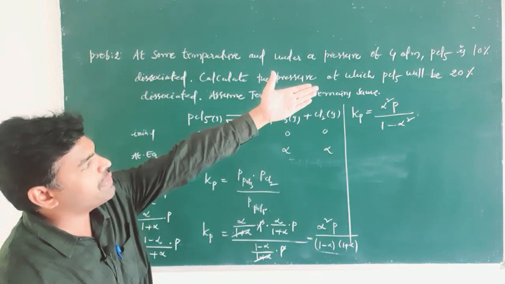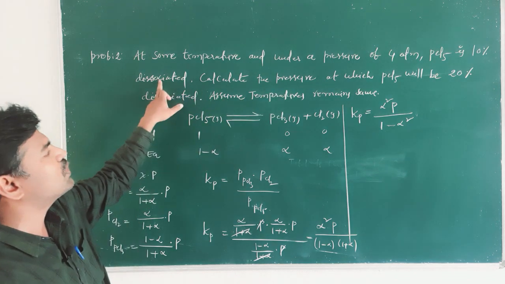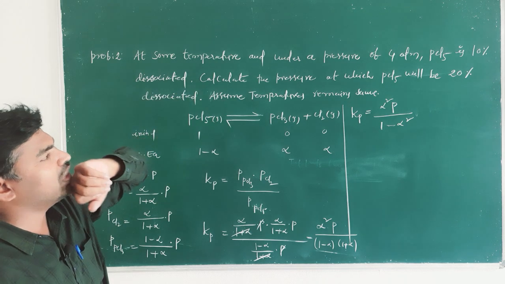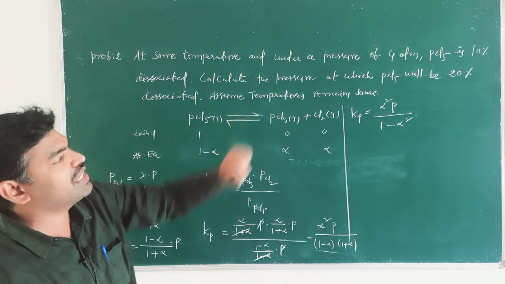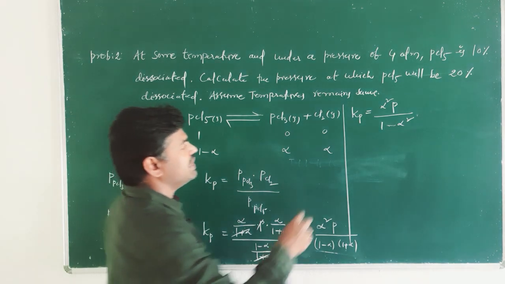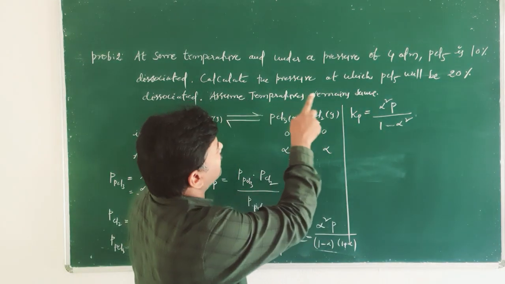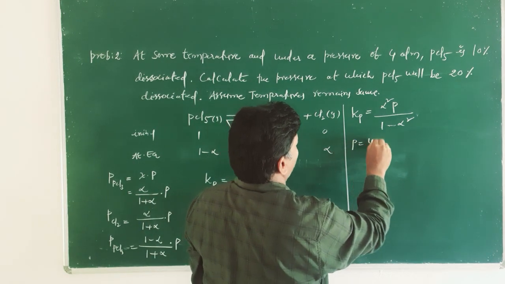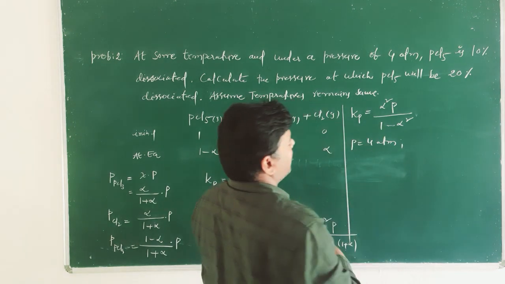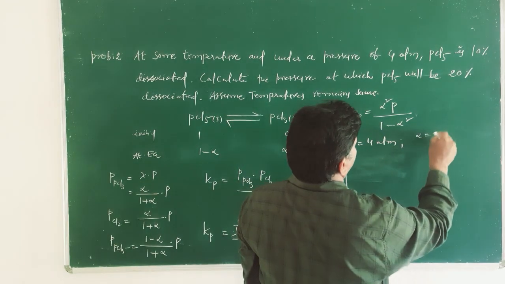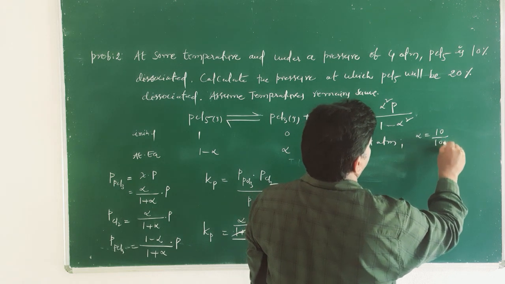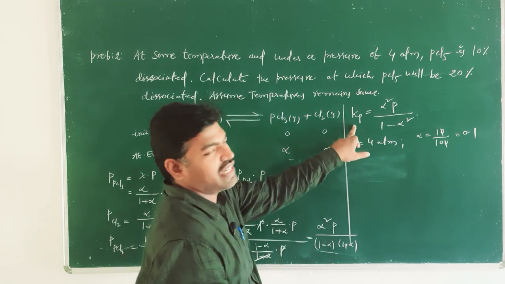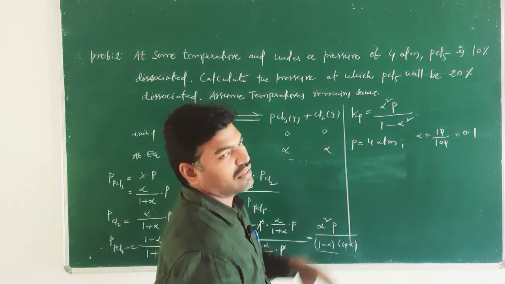What is given in the problem? PCl5 is 10% dissociated. Then calculate the total pressure at which PCl5 will be 20% dissociated. Let us take the pressure as 4 atmosphere, that is P is 4 atmosphere. At 4 atmosphere, alpha is 10%. 10% means 10 by 100, that is 0.1.